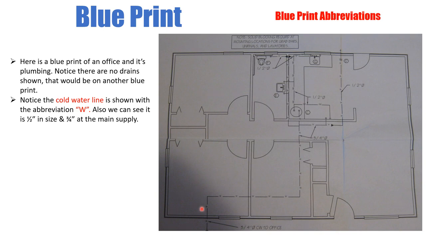So here's our main supply coming in. It's labeled 3/4 inch cold water to the office. It comes in through here, stops there. So this is all 3/4 inch plumbing. And sorry, the 1/2 inch lines are shown here. And we have a 1/2 inch line here also.